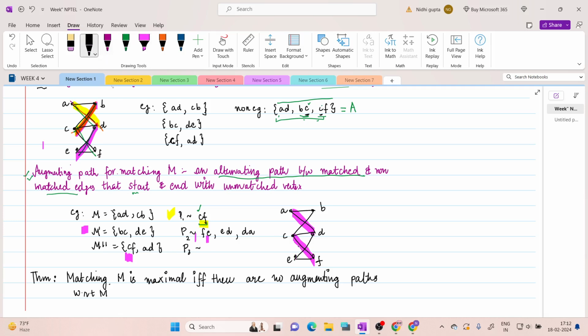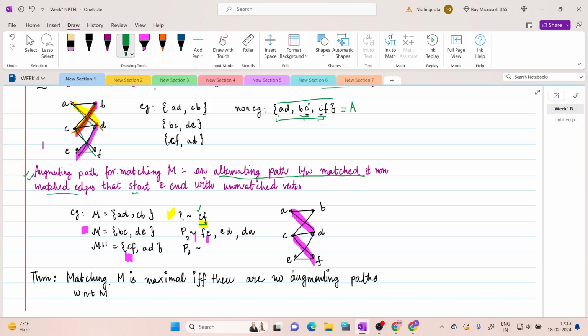So this is the graph, this is the matching, the highlighted pink edge, and you have to give me an example of any augmenting path with respect to M double prime. So what is the property? First of all, what are the matched vertices in this matching?